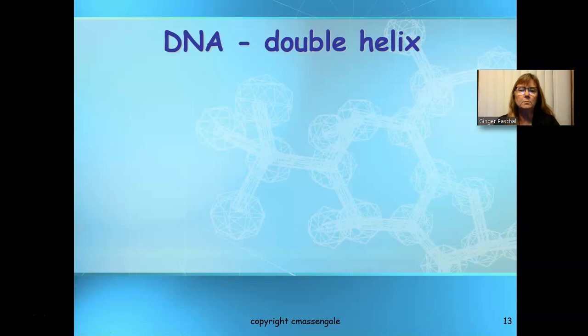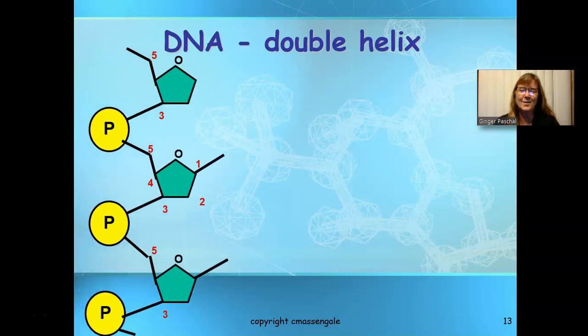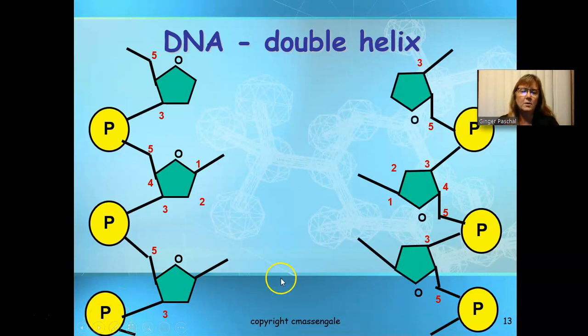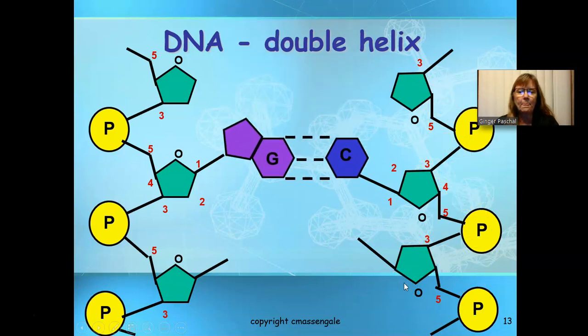And that's it. Nope, it's not. That's right. I wanted to give you a picture of this. So you can see we've got a sugar here, and a phosphate here, and a sugar here, and a phosphate here, and a sugar here, and a phosphate here. And on the other side, we have the same thing. We have this sugar phosphate backbone. And in the middle, we have the bases.